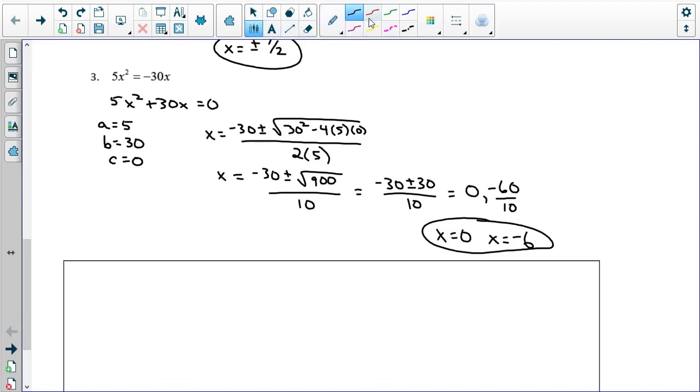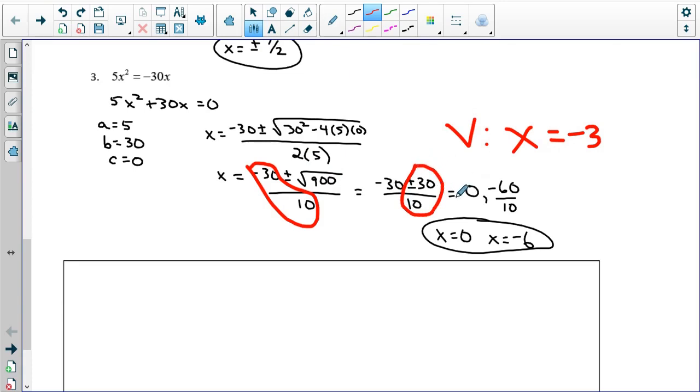One more time, we're going to note that this part, -30 over 10, is x equals -3. That's the vertex x value. And then this part, the distance from the vertex to the x-intercepts, is also plus or minus 3 in this case. So the distance here is plus or minus 3 in either direction.